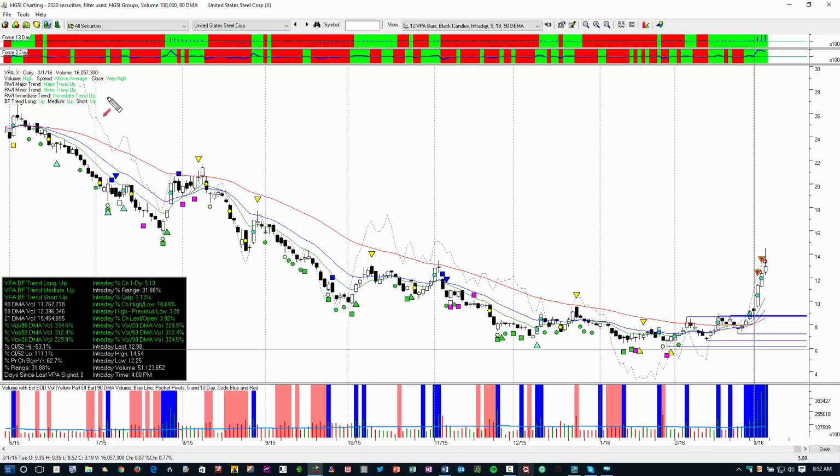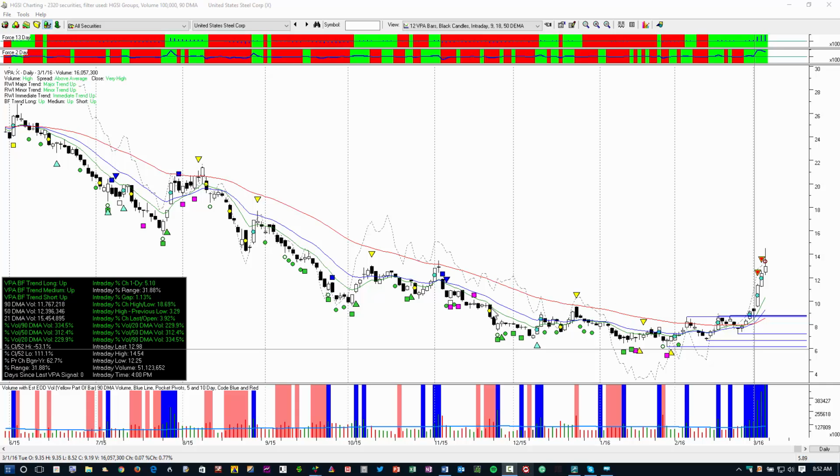By the way, you don't have this yet. If you want to add the 9, 18, and 50-day exponential moving averages, you can certainly do it on your own. Eventually you'll get it when I put my VPA update up there for everyone. Now let's take a look at X. Yes, it's in a downtrend.